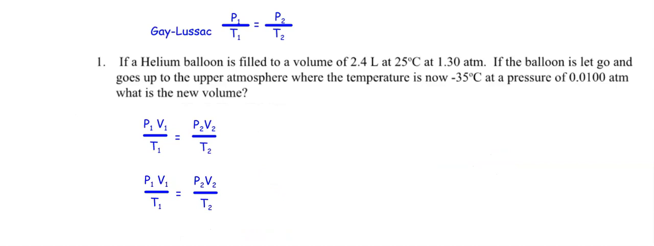If a helium balloon is filled to a volume of 2.4 liters at 25 degrees Celsius and at 1.30 atmospheres, and the balloon is let go and goes up into the upper atmosphere, remember how we did that before and didn't consider the change in temperature, but it gets really cold up there, where the temperature is now negative 35 and the pressure is really low at 0.0100 atmospheres. What is the new volume?